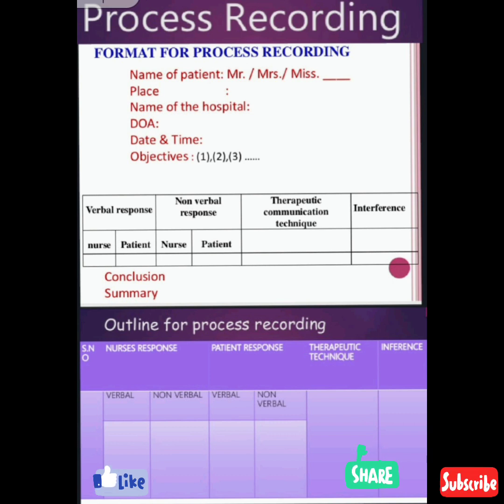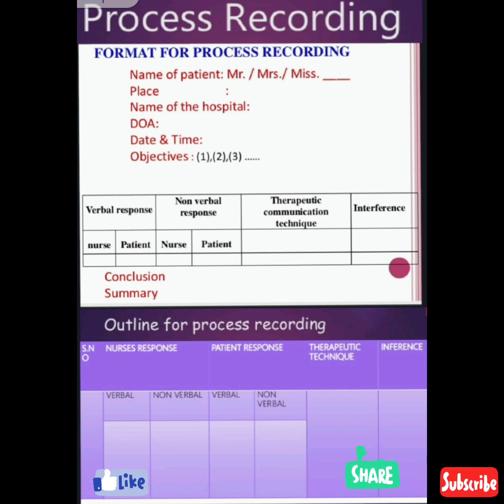And then the last one is inference, a scientific rationale. Scientific rationale means what is the justification, the scientific reason for what has happened. You are going to write it in that inference column. So this is the format of process recording.